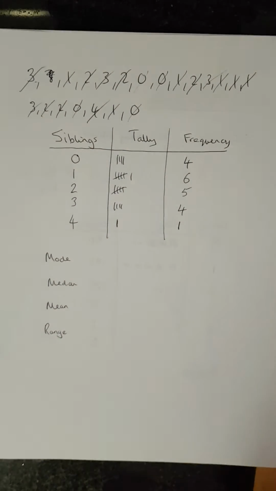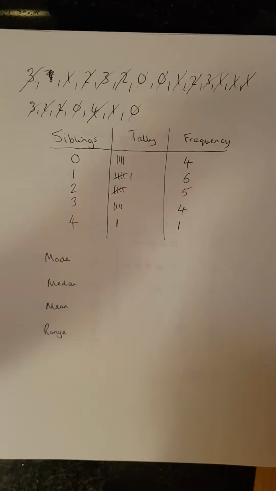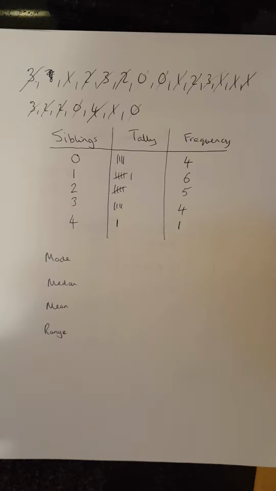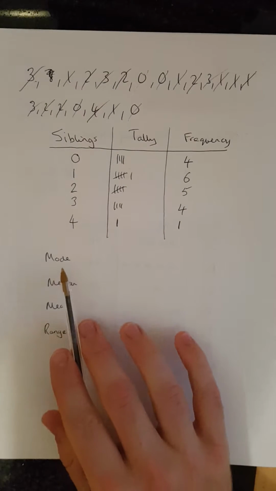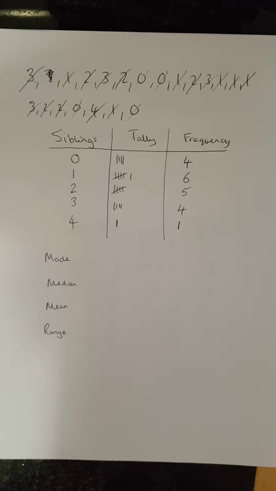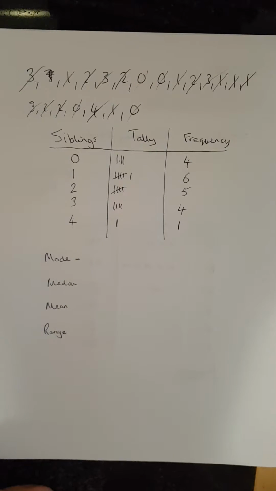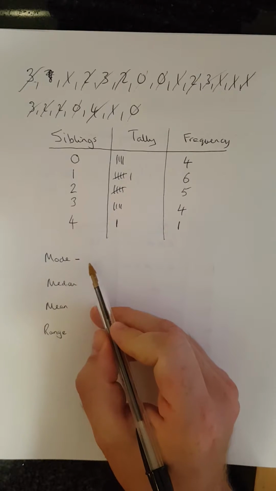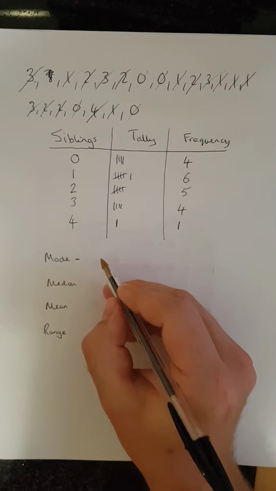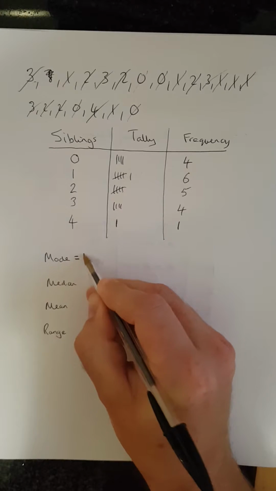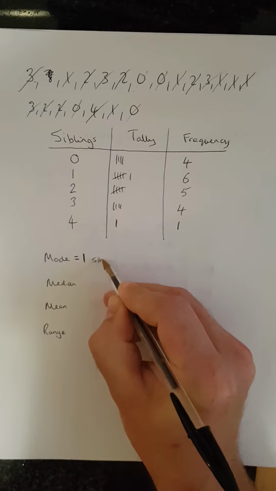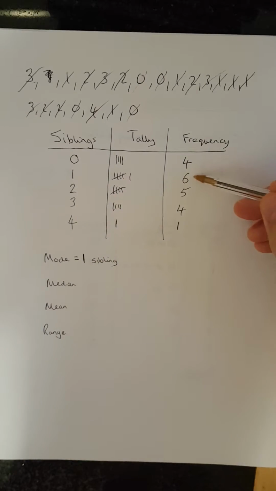Let's try and find our 4 values now. Mode, median, mean and range. Start with the mode. Which was the most commonly occurring number of siblings? Well, that's going to be 1, because that happens 6 times.